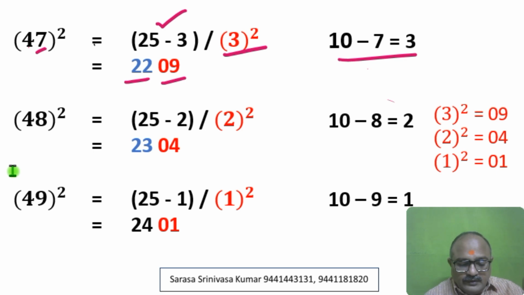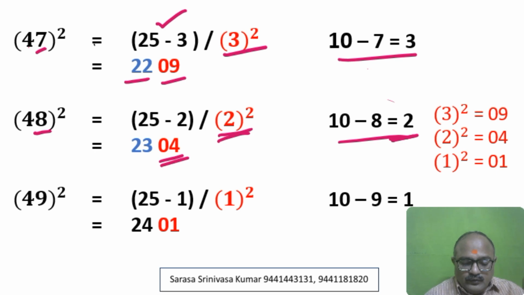48 square, units digit is 8. 10 minus 8, 2. 2 square, 04. 25 minus 2, 23. So, 2304 is the answer.